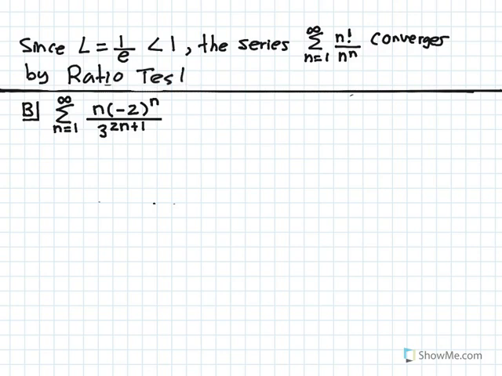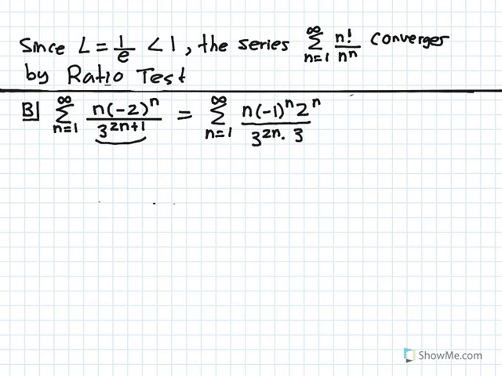Now let's look at question B. Here we have summation n equals 1 to infinity, n times minus 2 to the power of n, divided by 3 to the power of 2n plus 1. Let's simplify this first. So we have summation n equals 1 to infinity, n times minus 1 to the power of n, times 2 to the power of n, and splitting up this exponential in the denominator, we get 3 to the power of 2n times 3 to the power of 1.